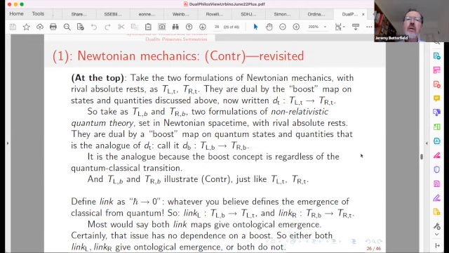So let's go back to contra, asking Pedro's forgiveness for calling this a duality, even though there is an agreed mutual contradiction between the left Newtonian mechanics and the right Newtonian mechanics with rival or mutually contradictory absolute rests. So what I want you to imagine is that what we had 20 minutes ago are top theories, but we have now discovered non-relativistic quantum theory, and it is a bottom theory set in Newtonian space-time. It also can be envisaged as having left and right formulations, and they differ by having different absolute rests, and they are dual by a boost map, which is exactly the Galilean velocity boost transformation on states and quantities.